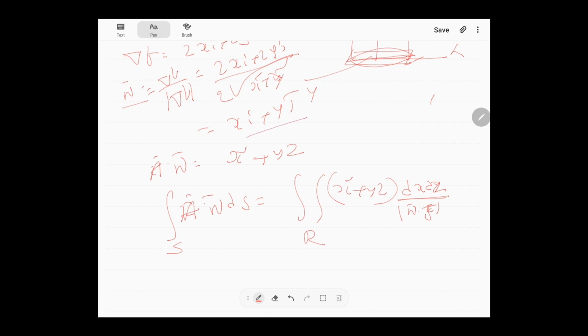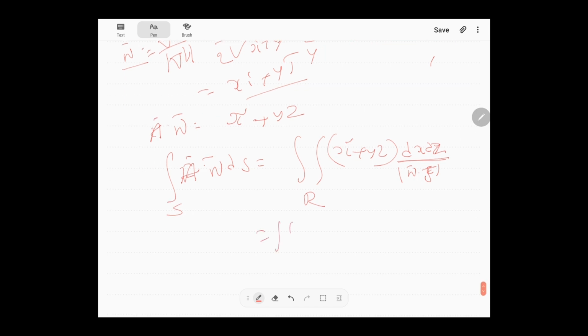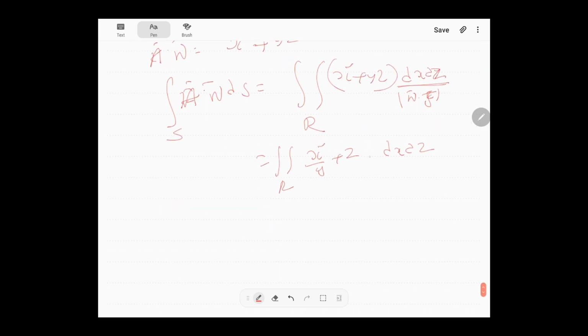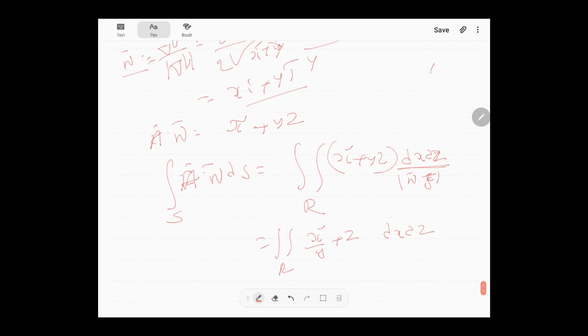This is your n bar. N bar dot j bar is by y, I will get here. Therefore, this is the double integral over R of x square by y plus z dx dz. I need to convert everything in terms of x and z. Well, now, what is your region?